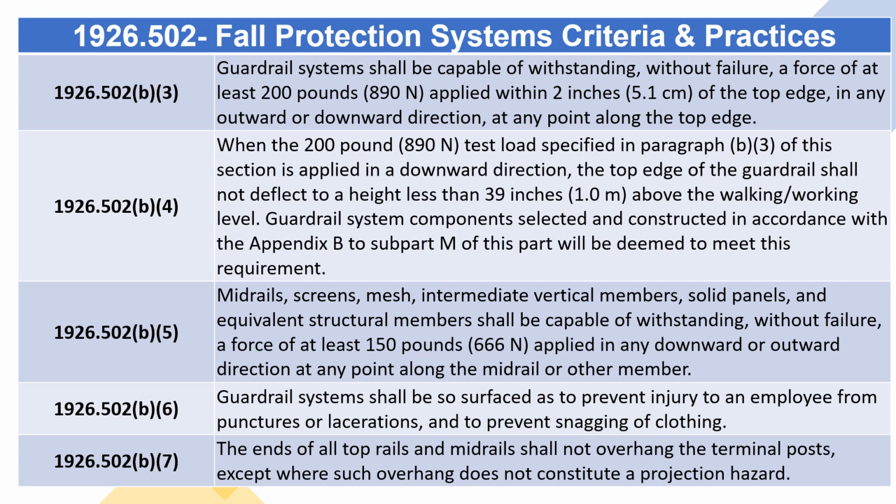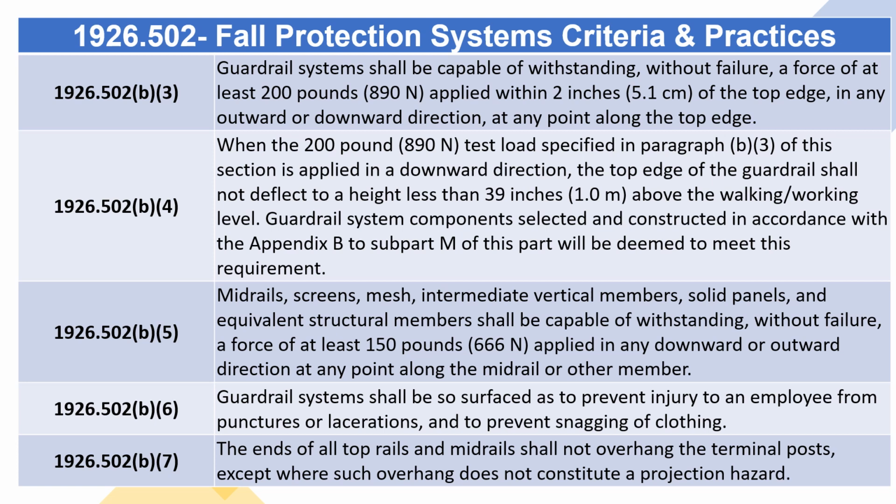1926.502(b)(4). When the 200-pound (890 newtons) test load specified in paragraph (b)(3) of this section is applied in a downward direction, the top edge of the guardrail shall not deflect to a height less than 39 inches (1 meter) above the walking/working level. Guardrail system components selected and constructed in accordance with Appendix B to Subpart M of this part will be deemed to meet this requirement.